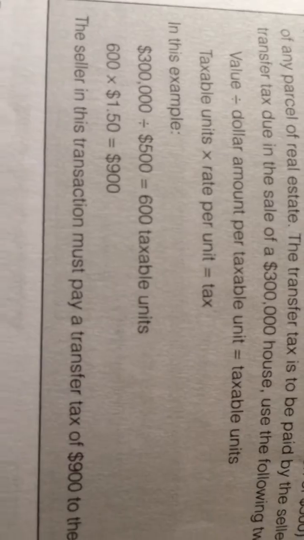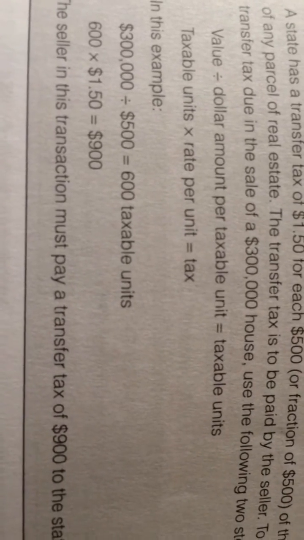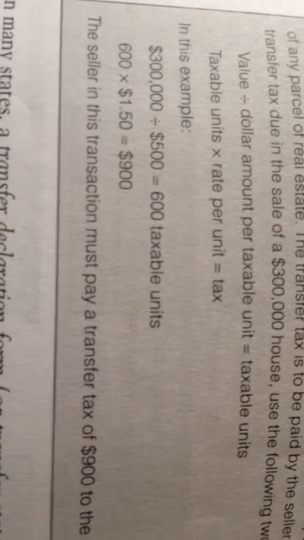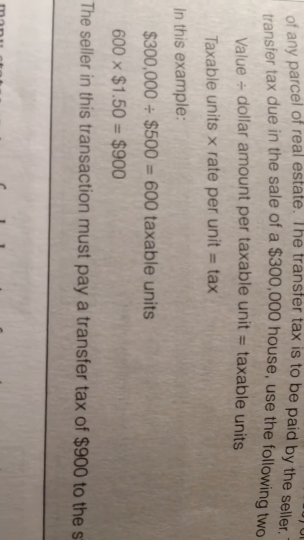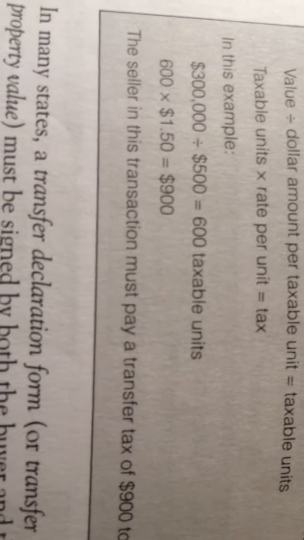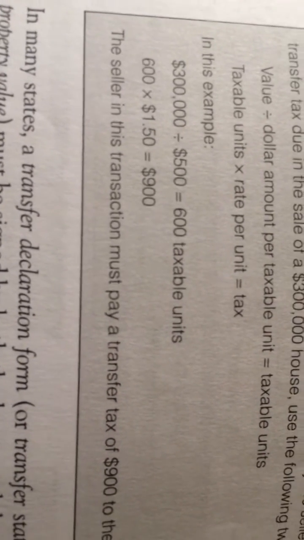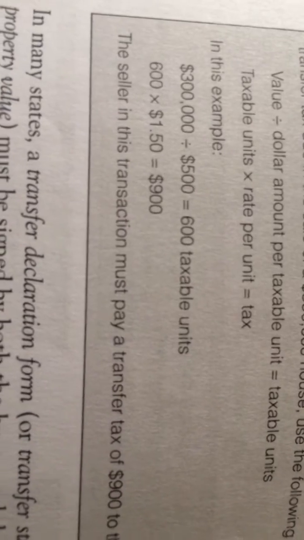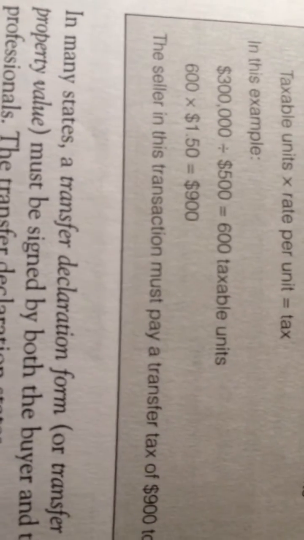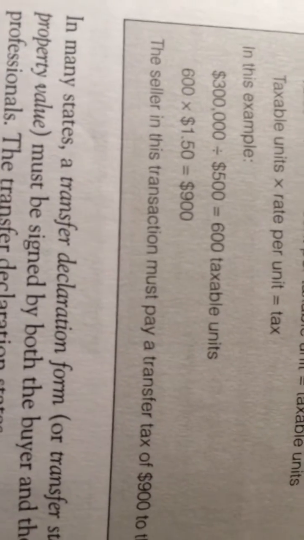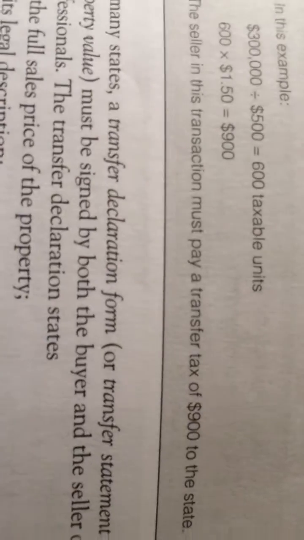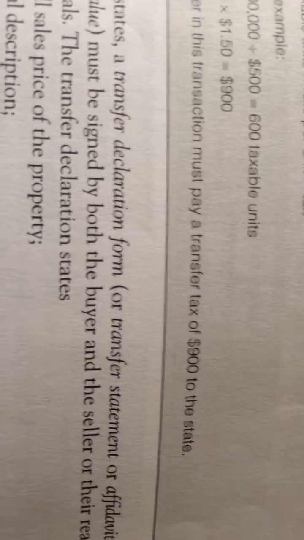Value divided by the dollar amount per taxable unit equals taxable units. Taxable units multiplied by rate per unit equals tax. In this example, $300,000 divided by $500 equals 600 taxable units. 600 multiplied by $1.50 equals $900. The seller in this transaction must pay a transfer tax of $900 to the state.